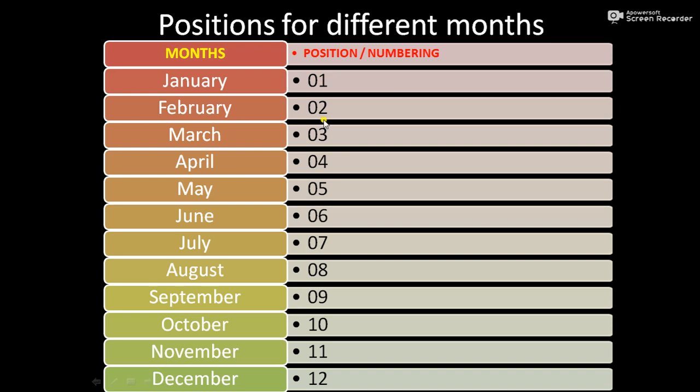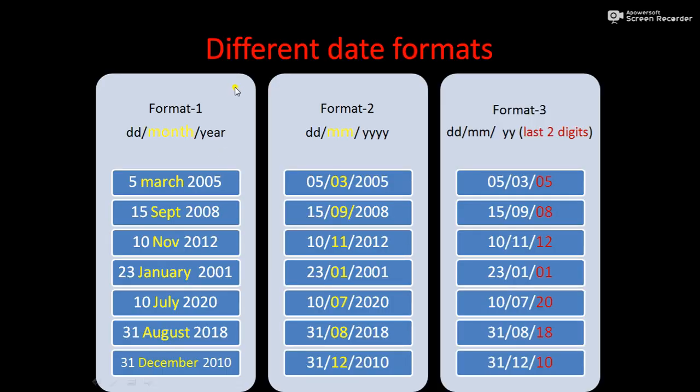These positions will be helpful to you in writing the dates in different formats. So let's start. Here you see we have different date formats. We have 3 columns: column first, column second, column third. Here format 1, format 2, format 3.